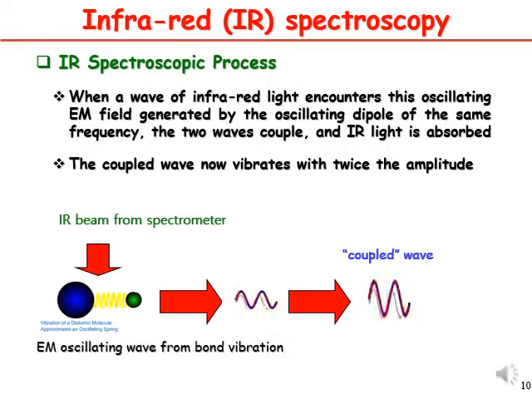You can see that in this part, when a wave of infrared light encounters the oscillating electromagnetic field generated by the oscillating dipole of the same frequency, the two waves couple and the IR light is absorbed. So that is the explanation of how the IR light is absorbed by the molecules. So we have the waves couple.